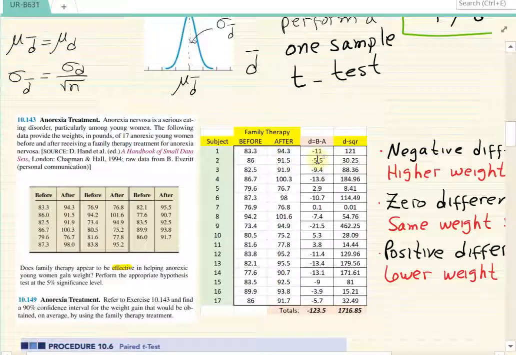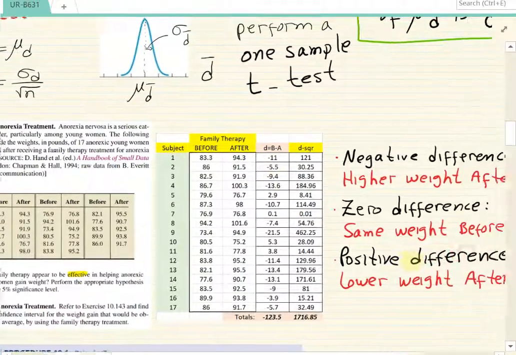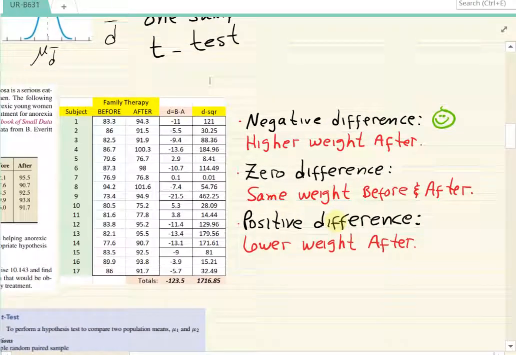Now, one thing here I want to point out. A negative difference is actually the desired outcome here, right? We're hoping that these people gain weight after following family therapy. So a negative 11 actually is a good thing. So here I have it, negative difference means higher weight after therapy.